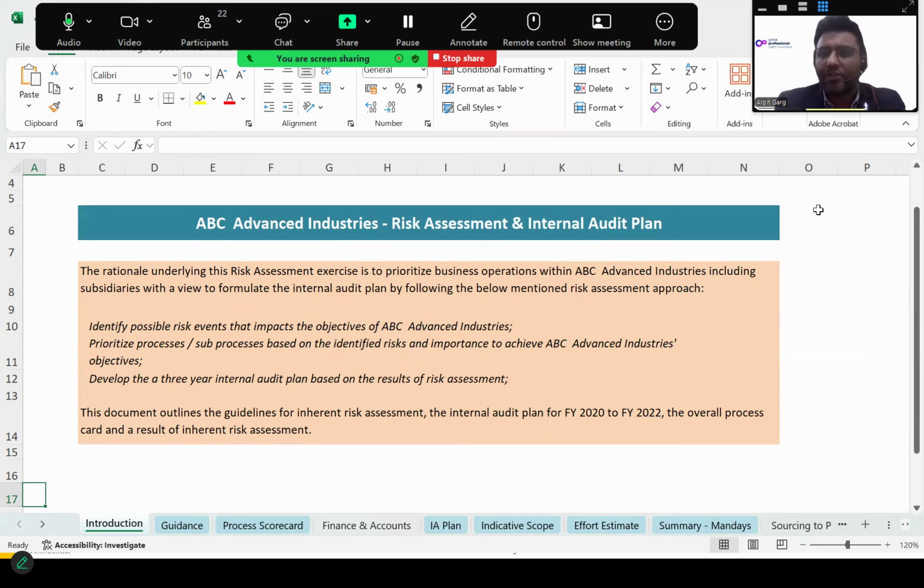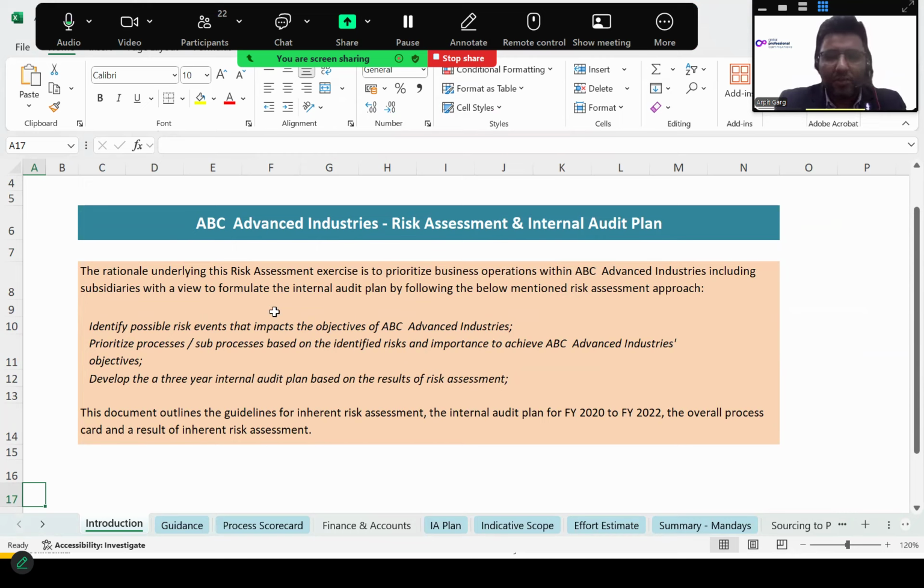Considering that the size of the company we are working for is huge, we can always develop something like a 3-year rolling plan, and then do an annual risk assessment. But if you're working for a smaller organization, you can prepare it for a year also. That's completely fine. So first things first, what do we do?